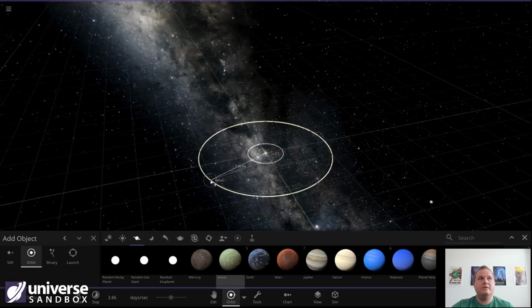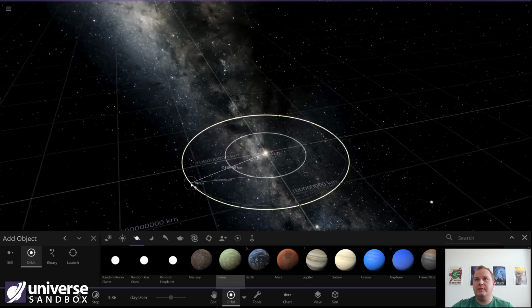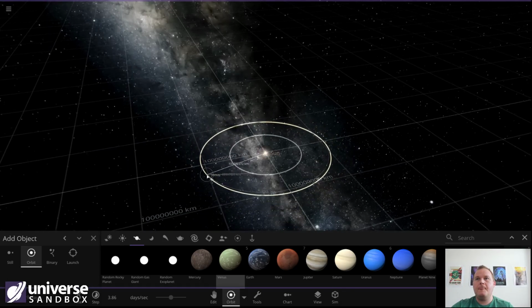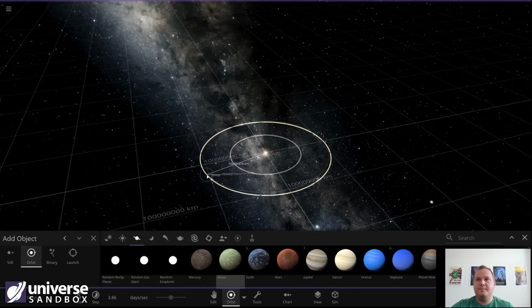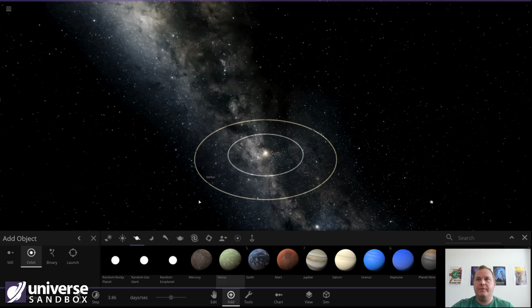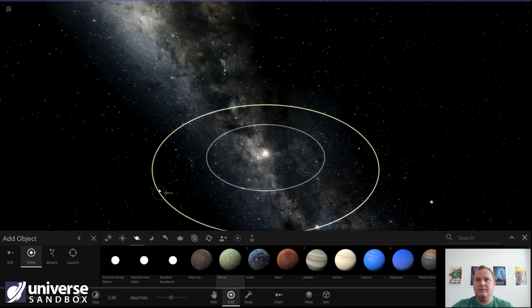So Venus, we're going. We don't want astronomical units, really. All right, so 108.2 million kilometers, right about there. All right, so that is Venus.